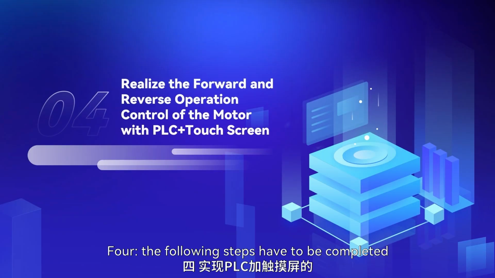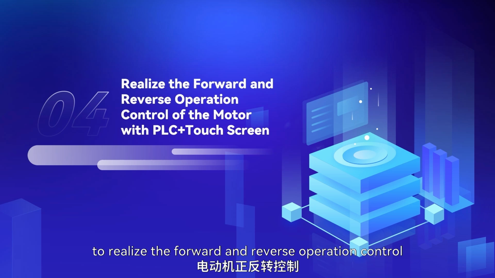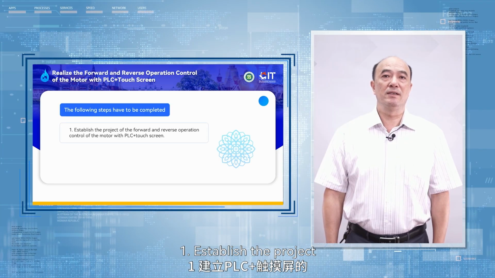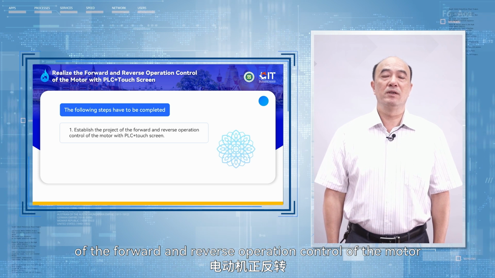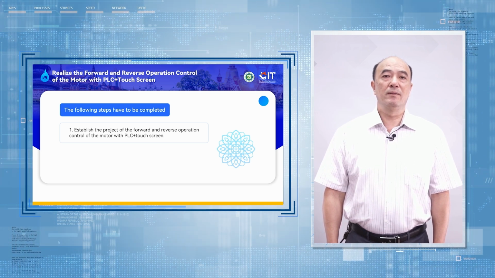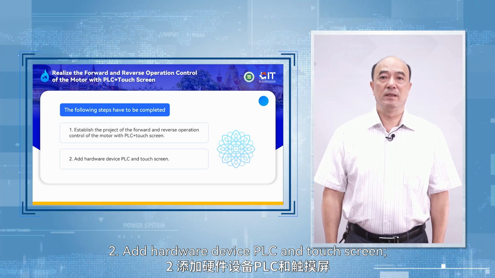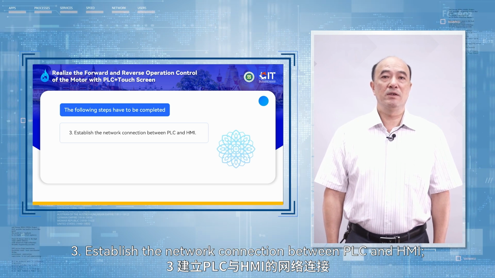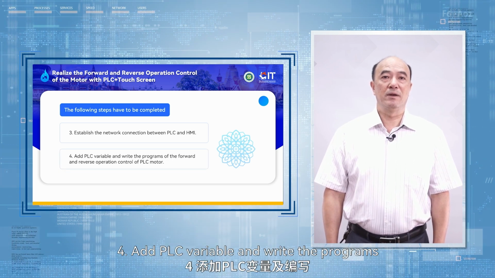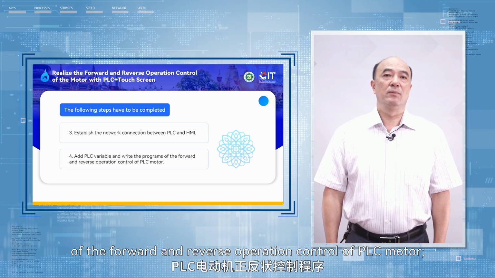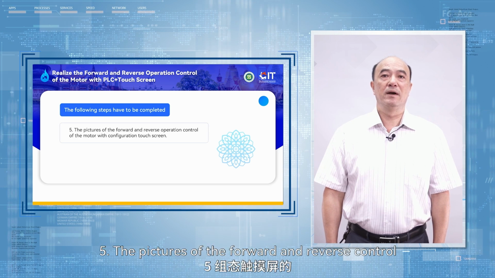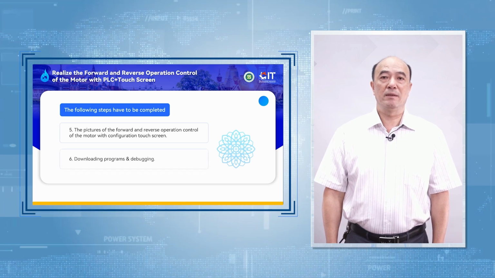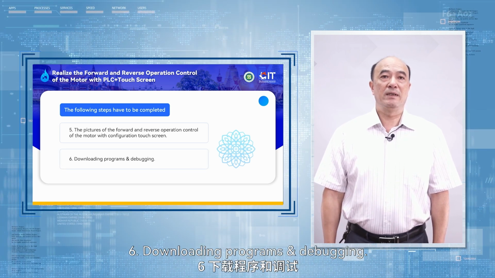4. The following steps have to be completed to realize the forward and reverse operation control of the motor with PLC and touch screen. 1. Establish the project of the forward and reverse operation control of the motor with PLC plus touch screen. 2. Add hardware device PLC and touch screen. 3. Establish the network connection between PLC and HMI. 4. Add PLC variables and write the programs of the forward and reverse operation control of the PLC motor. 5. Configure the pictures of the forward and reverse control of the motor on the touch screen. 6. Downloading programs and debugging.